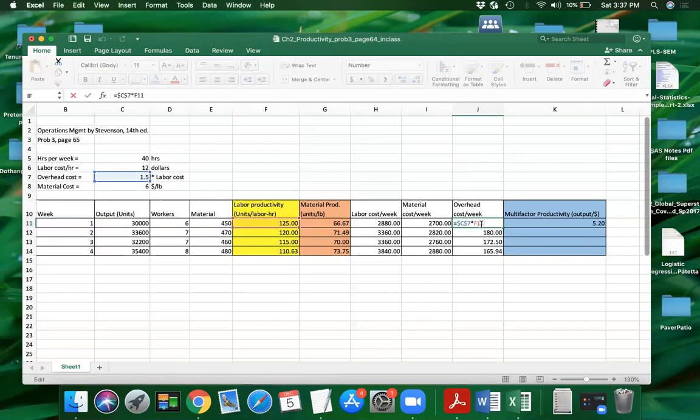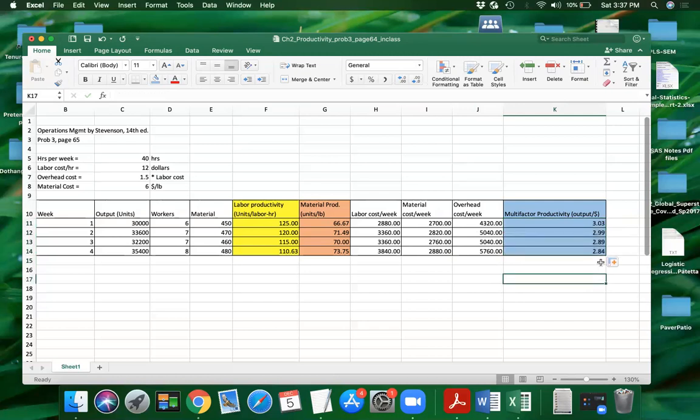So F2 here, this is 1.5 times the labor cost here, not the labor productivity. So that should be my H. So this is the correct cost I'm getting now. Okay, so now this is my productivity, and you send it down, so you get the productivity for all the weeks here. So this is how you solve the problem, and now you have to conclude.